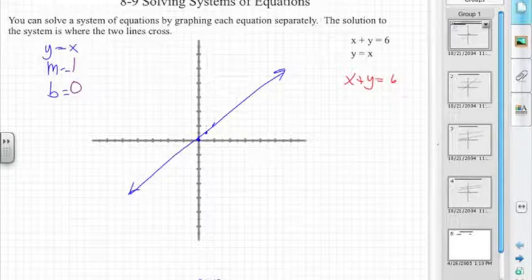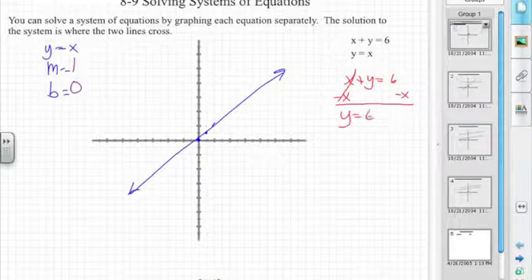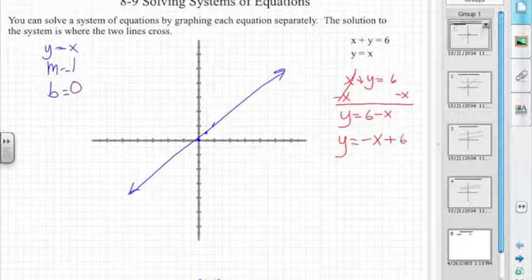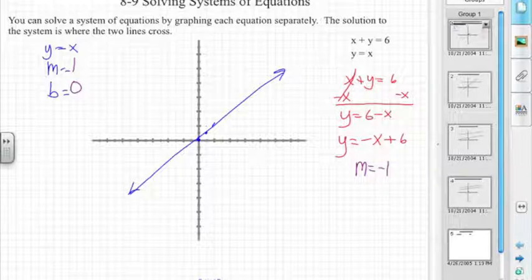We have to change this around so it's in slope-intercept form. Subtracting the x from both sides, y equals 6 minus x. Still not there yet. Manipulate it a little bit. Y equals negative x plus 6. From this, we will also get the slope and the y-intercept. For this equation, its slope is negative 1 because of the negative sign, and there's no number next to the x, so it's a 1. And the y-intercept is positive 6.